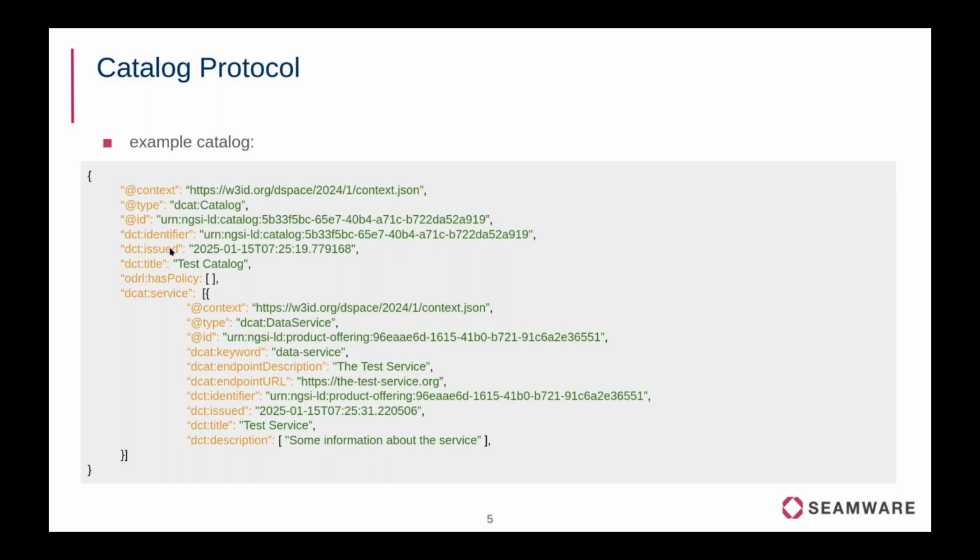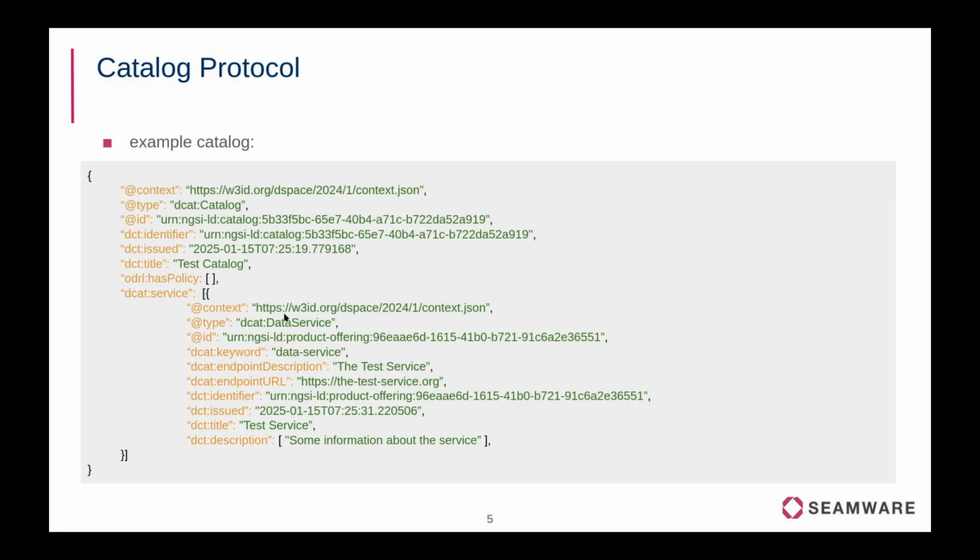We have entries like when this catalog was issued, the catalog has a title, and usually it also has entries like themes, keywords, description, and so on. But I left it out because it wouldn't have fit the screen here. You also can define policies, mostly in ODRL, that might describe how this catalog should be accessible, how it can be used, how it cannot be used. So whatever you can express as an ODRL policy, essentially.